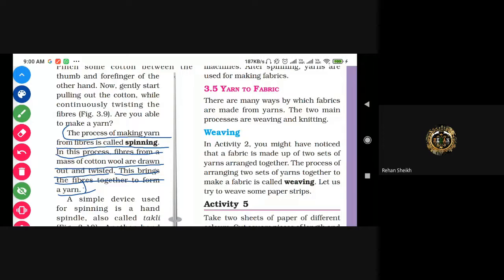Ma'am, which one is the making process? Yes, beta. The process of making yarn from fiber is called spinning. In this process, fibers from a mass of cotton. What happens in this process? We pull the fibers and keep twisting them, and in this way the yarn is formed.